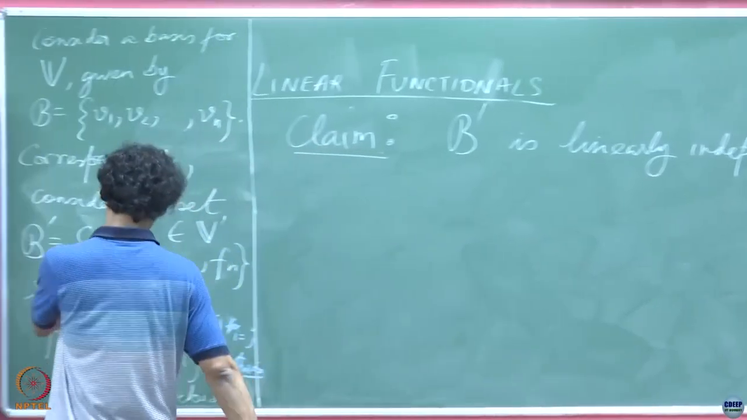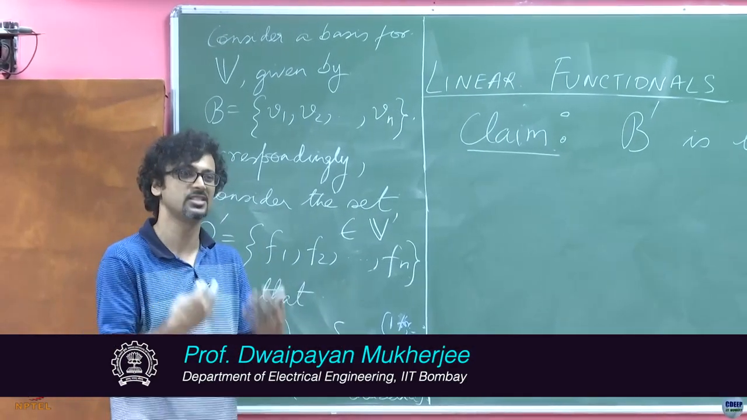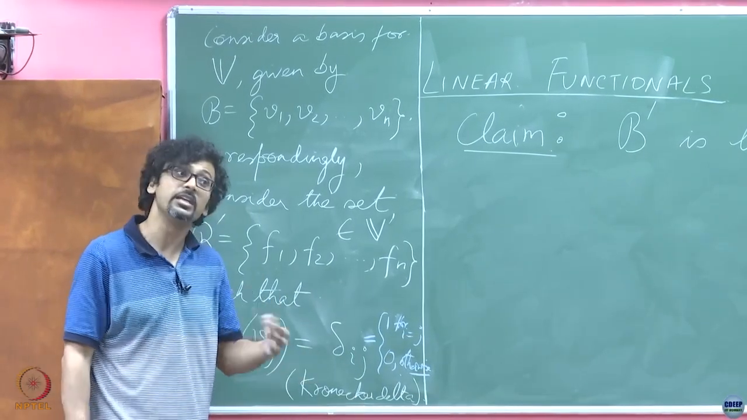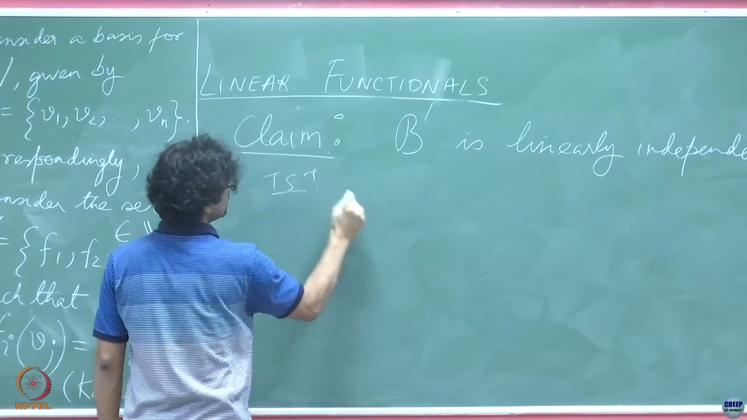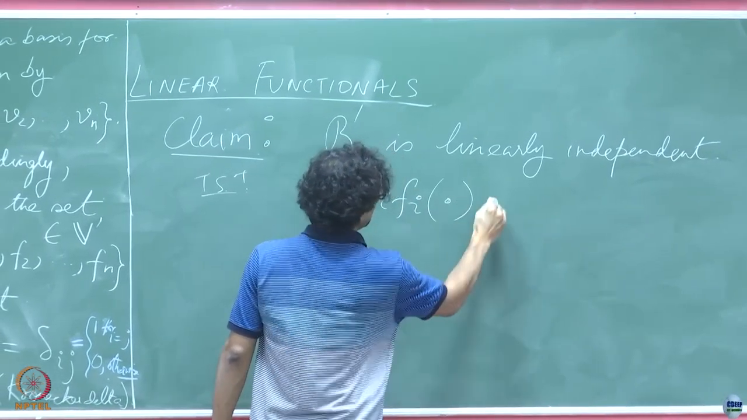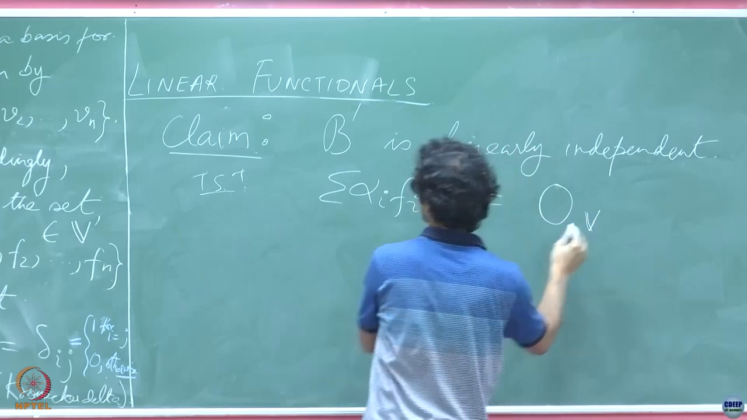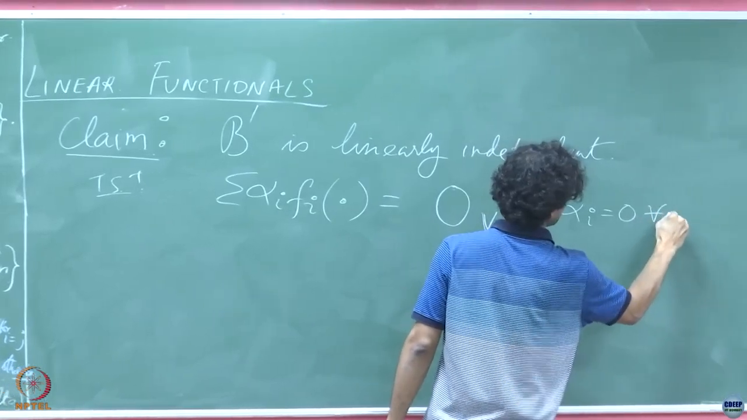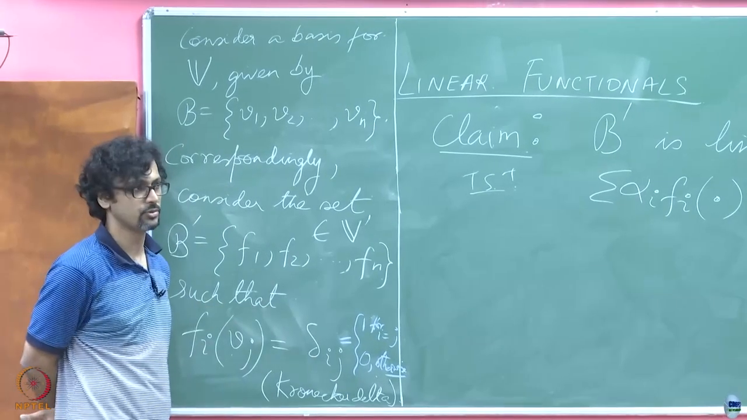So B prime, this is linearly independent. Once again, when we map something to 0, it is very important that you understand what 0 we are talking about. The 0 of which vector space? This is the 0 of the vector space of linear functionals. In other words, to show that summation alpha I fi is equal to 0 v implies alpha I is equal to 0 for all I. That's what the linear independence condition boils down to.